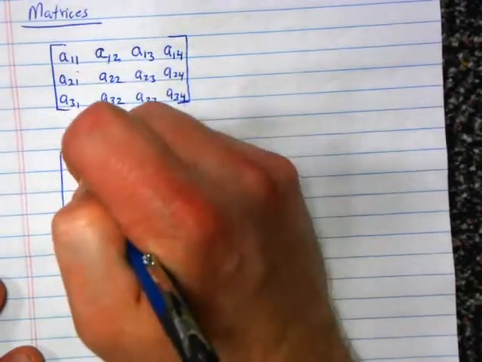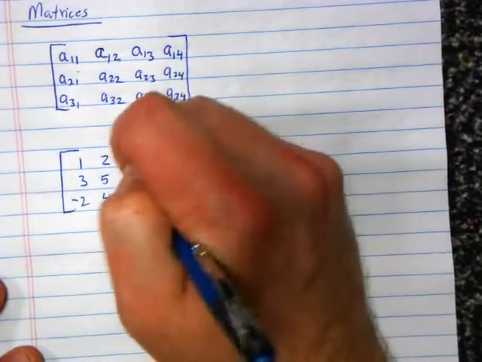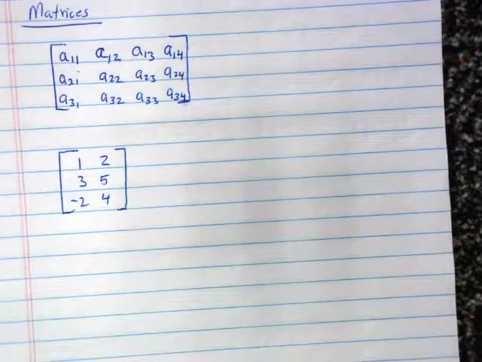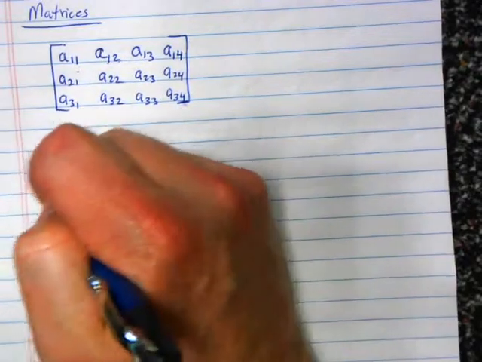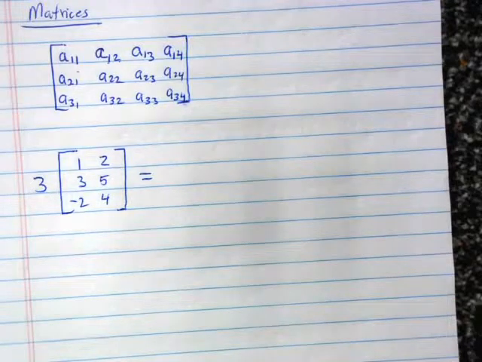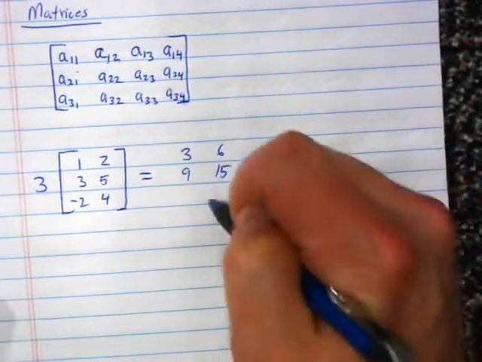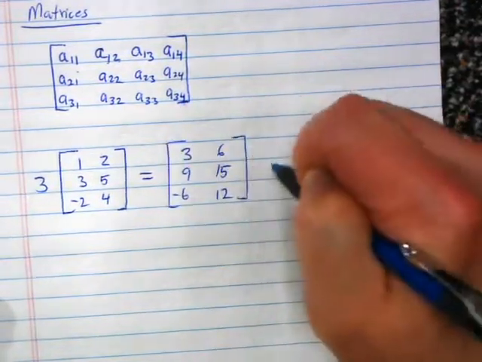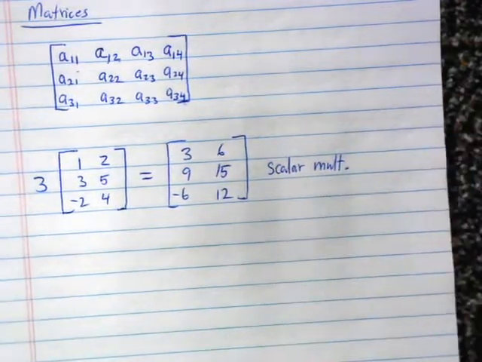So if I gave you the matrix 1, 2, 3, 5, negative 2, 4, and I asked you to multiply it by 3, what would you do? You multiply each number by 3. So that would be 3, 6, 9, 15, negative 6, and 12. That's called scalar multiplication, which just means you're multiplying by a number.